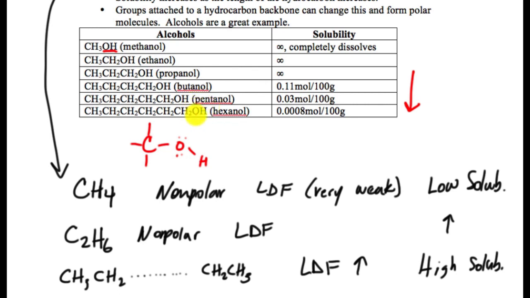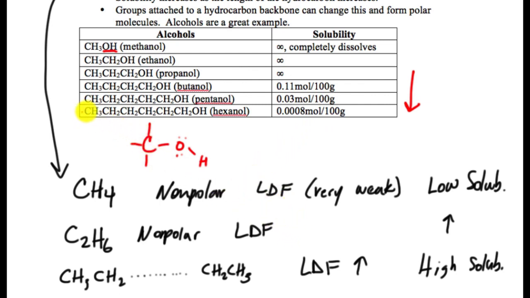Now, because there is only one hydroxyl group on here, it doesn't create a lot of hydrogen bonding. This hydrocarbon chain overrides that little bit of hydrogen bonding and makes it very insoluble. Okay, so it's all about the structure. Now, they're not going to ask you what's the cutoff.